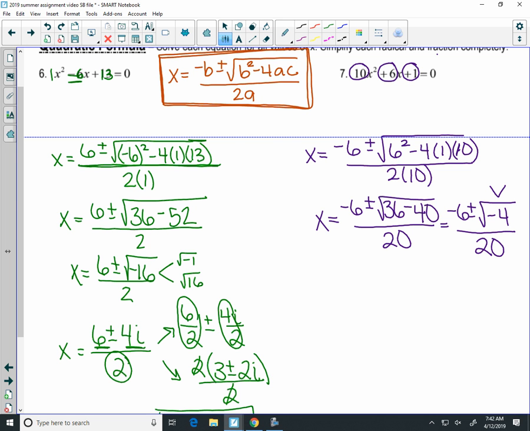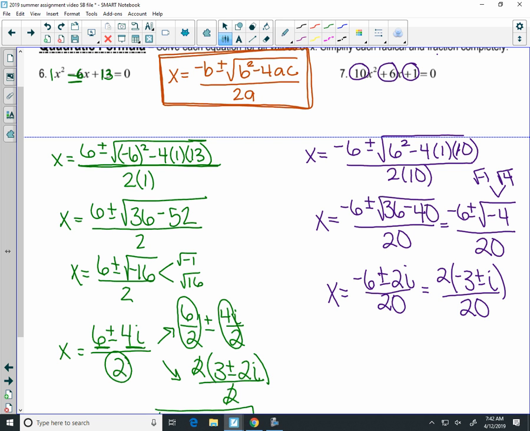Again, I'm going to think about the square root like this. Square root of negative 1 is i. Square root of 4 is 2. And then we can factor out a 2 from the top if you like thinking about it that way. You can also break it up like we did with this other one and reduce your fractions. Here, 2 over 20 is going to give us a 10 in the denominator. So our final answer is negative 3 plus or minus i over 10.